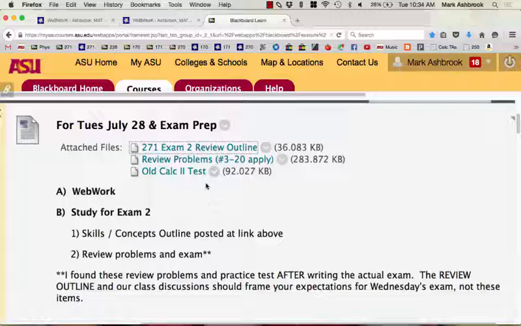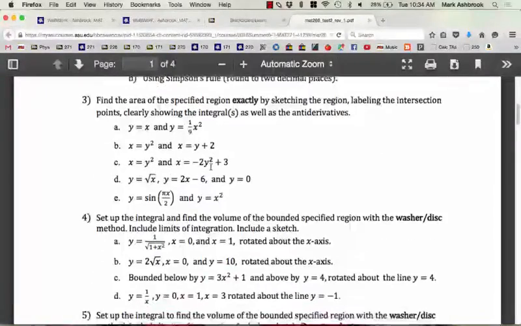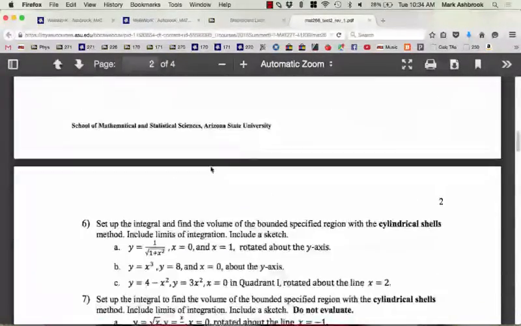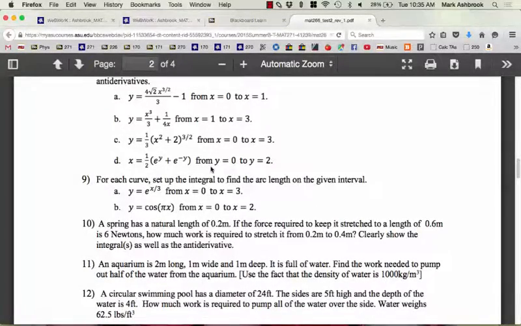So I had that review outline, I wrote the exam, and then I found this stuff just as a resource to you. So review problems, start with number 3. All this would be fair game concepts and material for the exam, but again, this all came after the exam was written. So this isn't the exam with different numbers. This is just stuff that applies, okay?